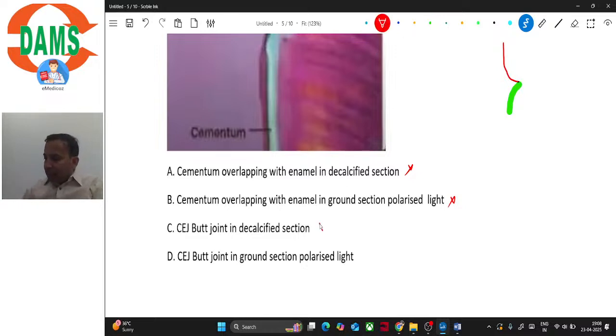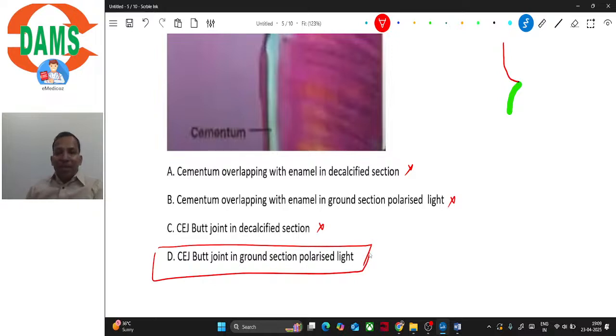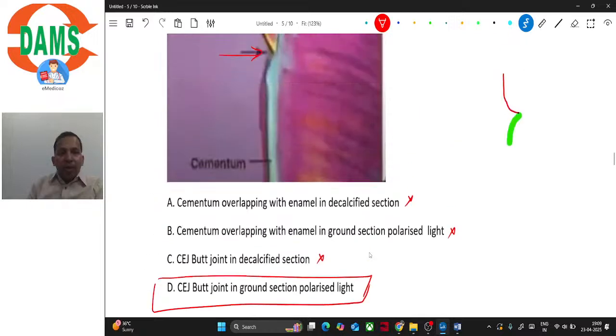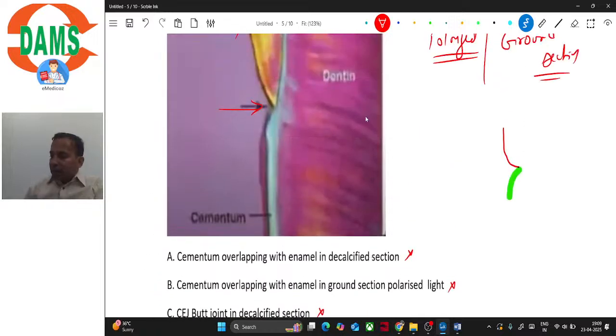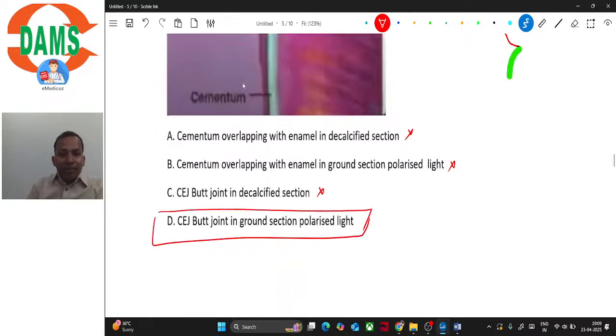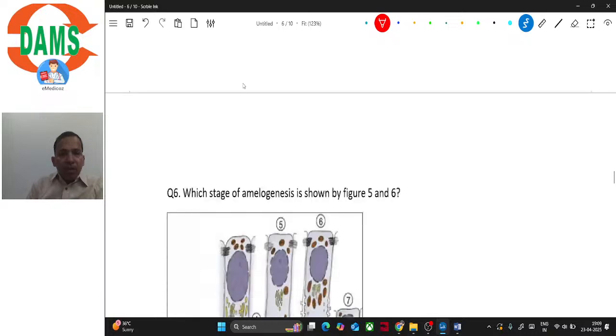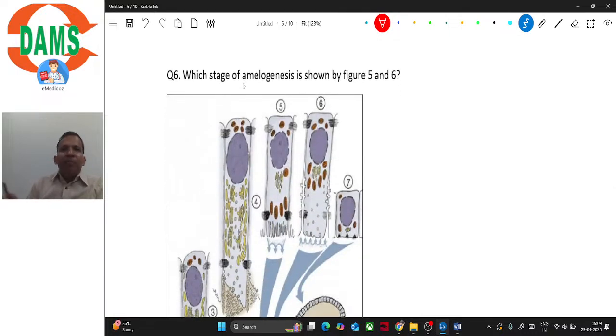This again is incorrect. This is not a decalcified section. This is a ground section. So CEJ butt joint in a ground section, and it is viewed under polarized light, right? So let's go to the next question. As you can see here, this is the colorful tissue. That's why we came to the conclusion that it is viewed under polarized light. In normal transmitted light, it would have just appeared black and white, right?